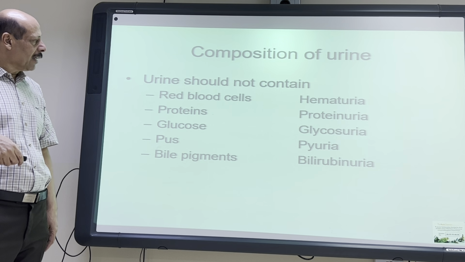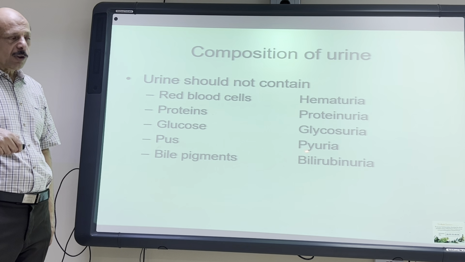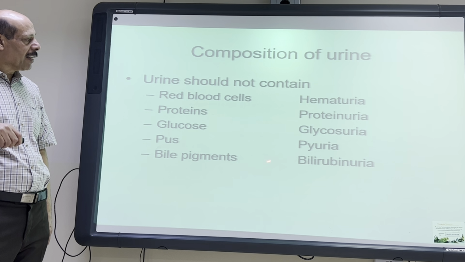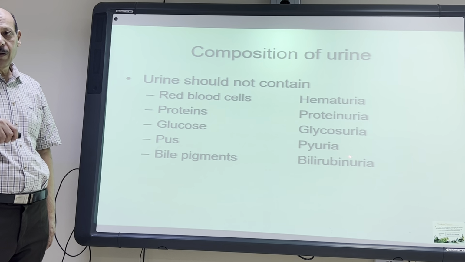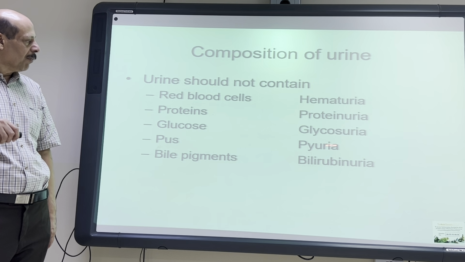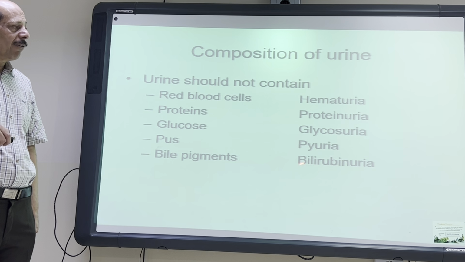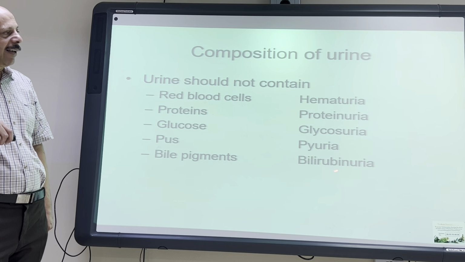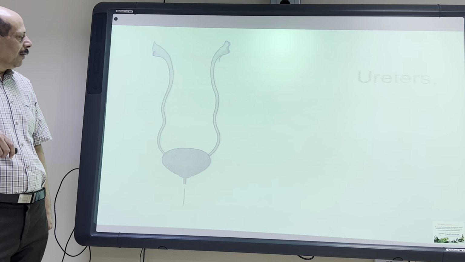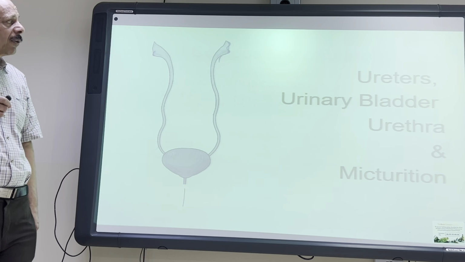If pus is there, it is called pyuria. Pyuria, so pus in the urine. If bile pigment is there, it is bilirubinuria, from the bilirubin. And in this case, the color of the urine will be dark yellowish. So this is about urine formation.